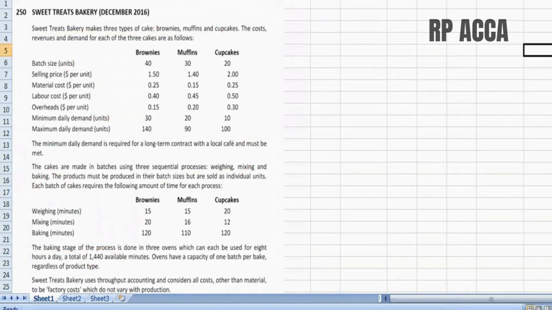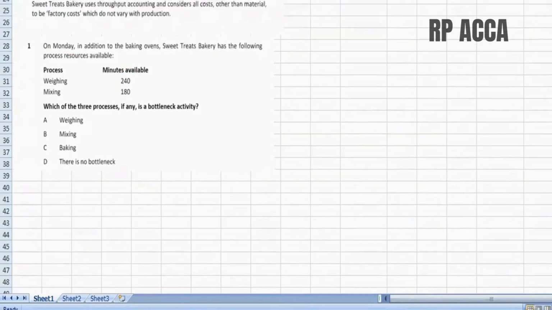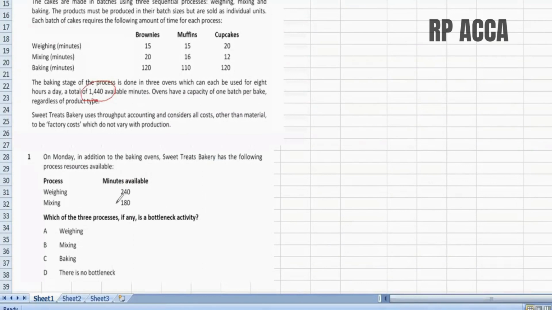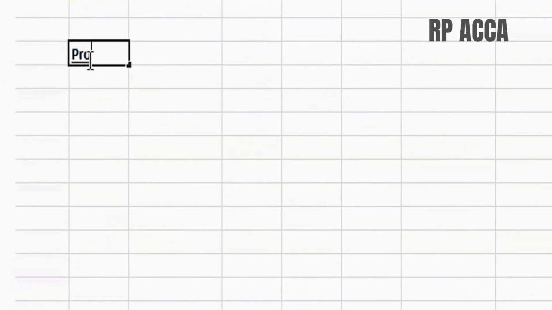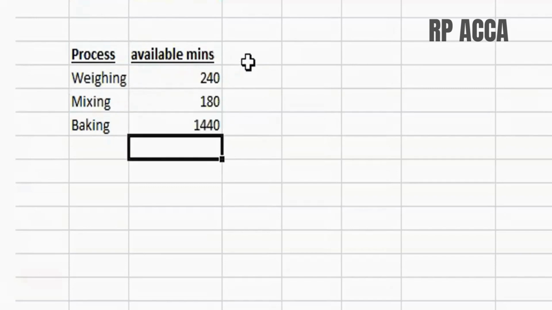Now let's move to the first requirement. It says that on Monday, apart from baking, even the weighing and mixing has time constraints. So all 3 processes have only limited minutes available. Now the question wants us to find out the bottleneck process. Let's do it. We have 3 processes, and for each of them, we are given the available minutes. Let's insert that from the question. We need to find the total required minutes to find out the bottleneck process.